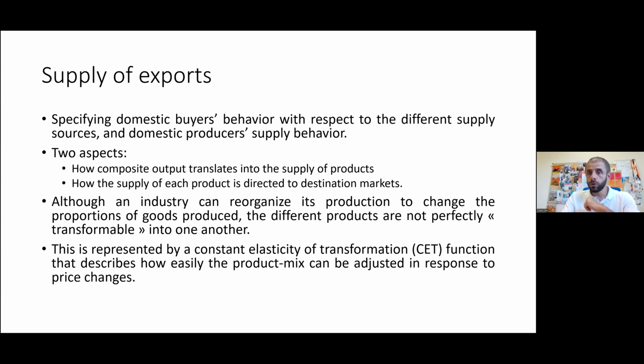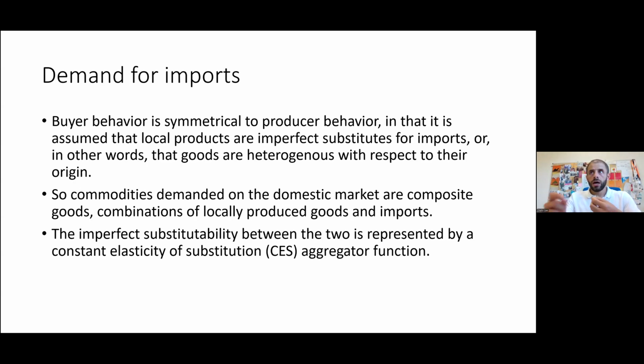Symmetrically, for the demand for imports, the buyer behavior is symmetric in the sense that the consumer, once he has access to different goods, will substitute between domestic goods and foreign goods, and they are not identical. So we're going to have a constant elasticity of substitution. The elasticity is still constant, but the consumer is substituting between domestic goods and imported goods. Considering both the constant elasticity of transformation between exports and domestic goods, and the constant elasticity of substitution between domestic goods and imports, it really reflects the dynamics of trade in the real world.